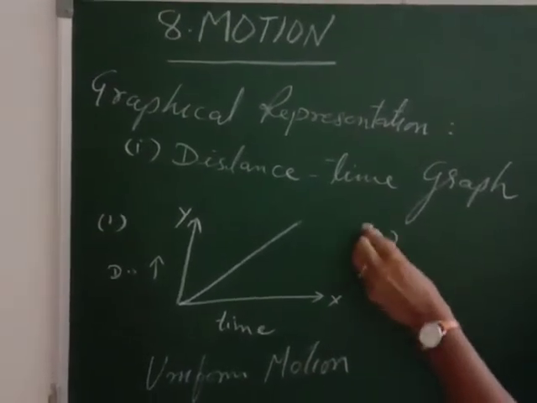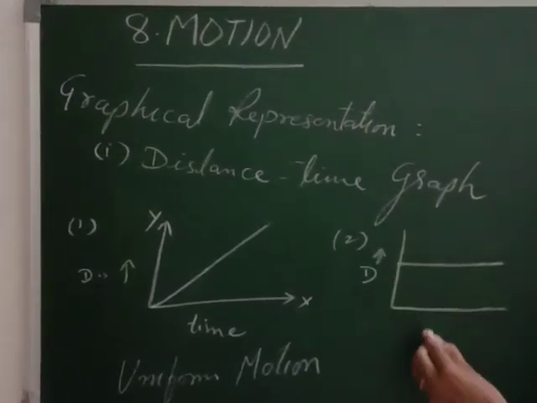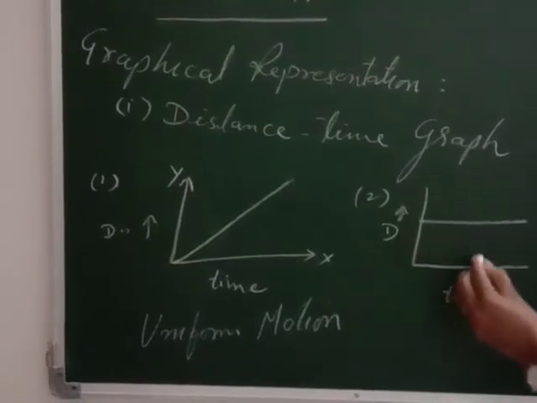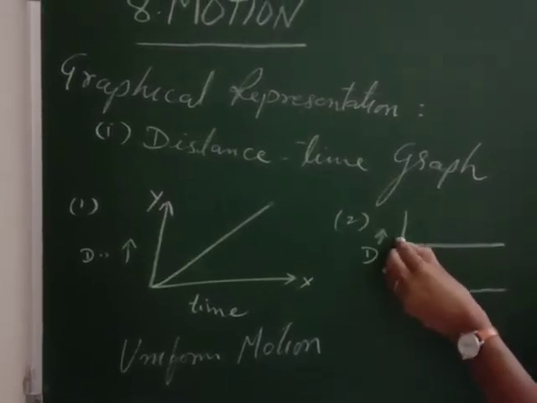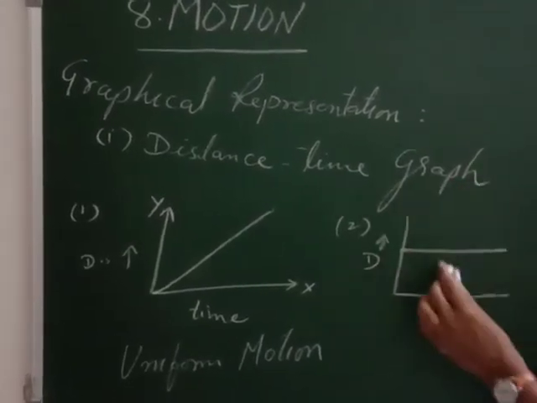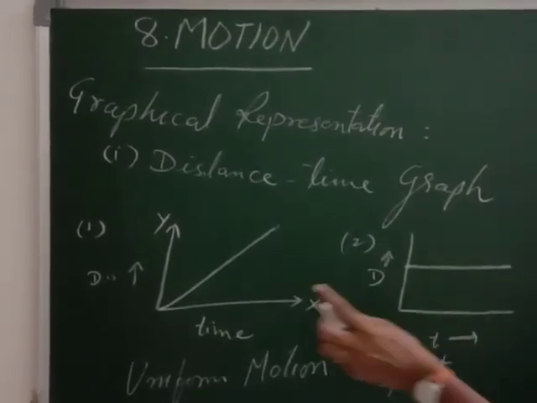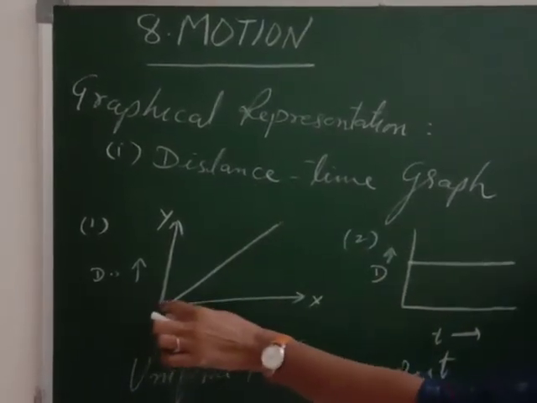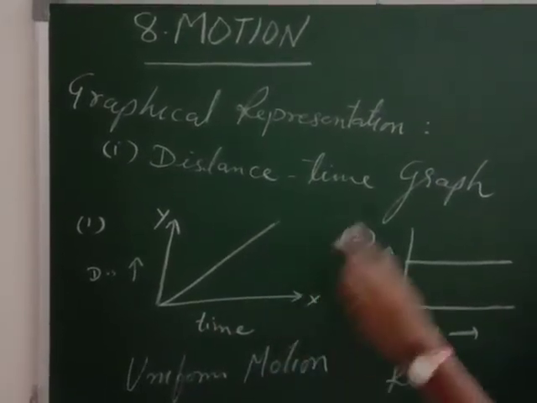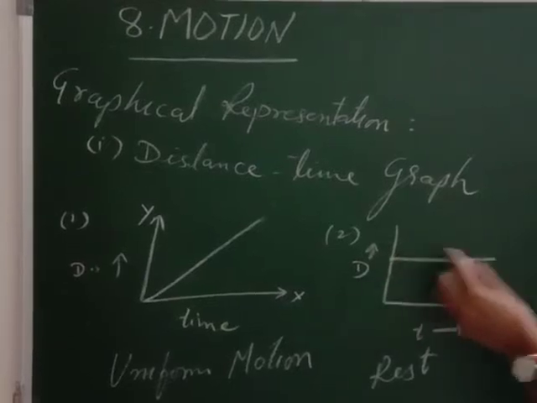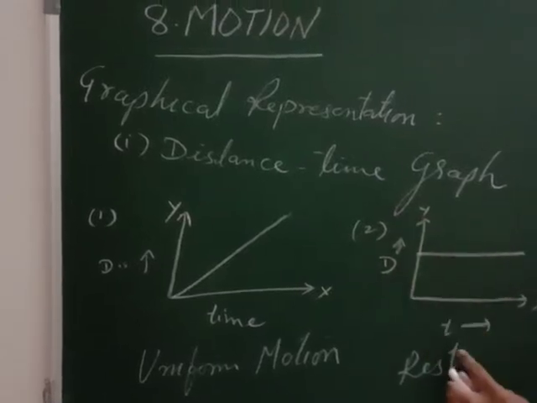Now if the graph is of this type, this is distance and this is time. Here the time is increasing, but distance is not increasing. Distance is remaining the same. Time is increasing, but this line is not going upward. That means this is the rest position. We are talking about the distance time graph. If there is a straight line like this, it shows that the motion is uniform. If the line is like this, we say that the object is at rest.